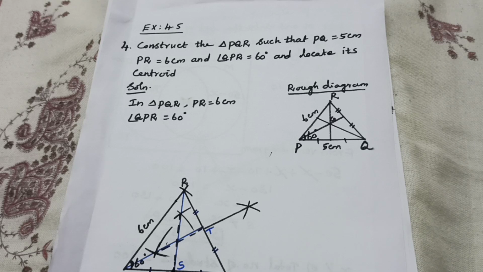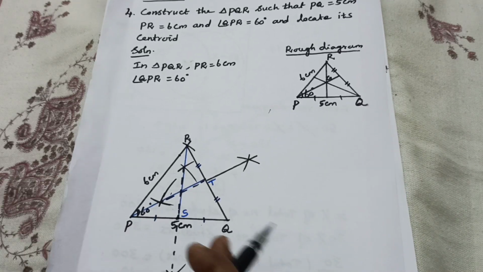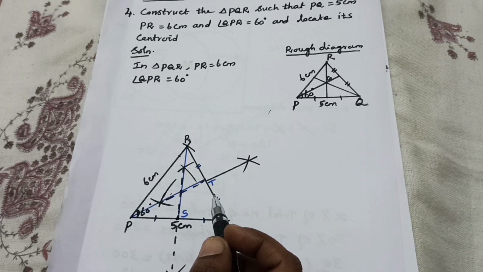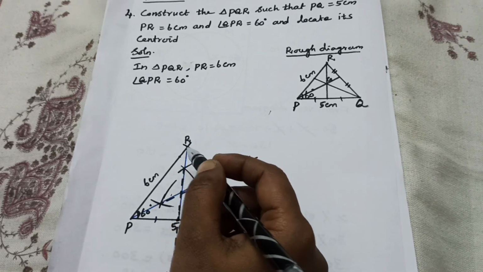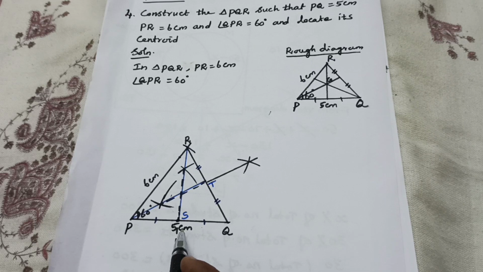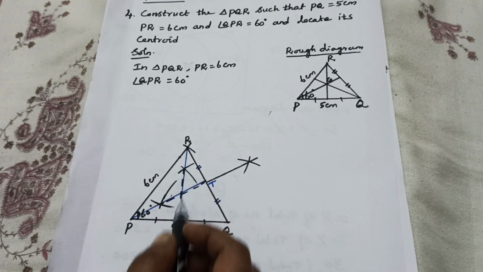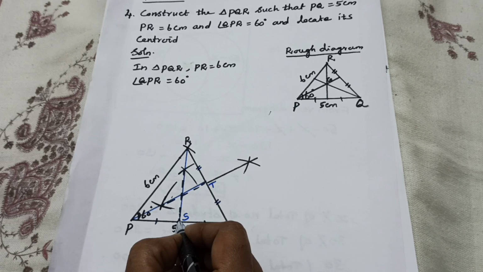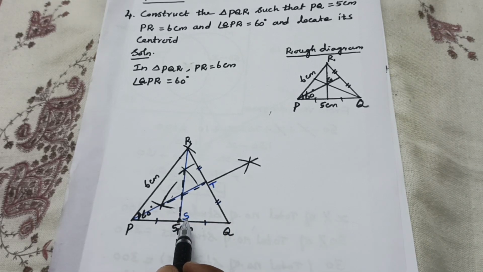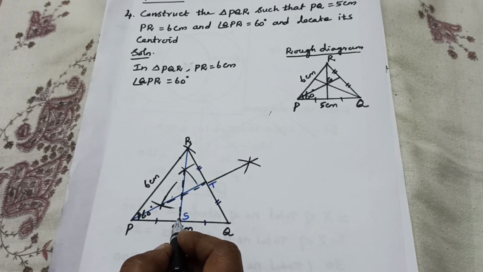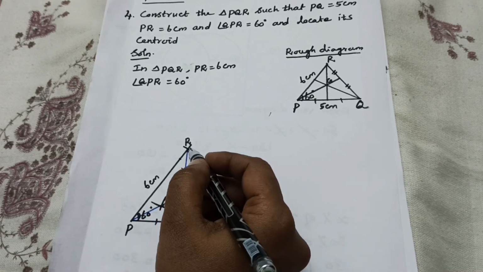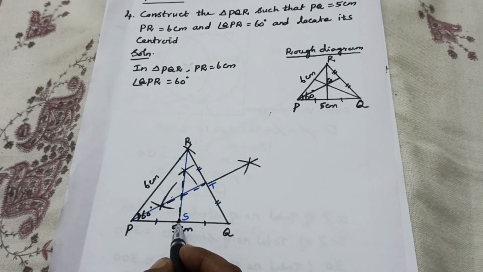Then what is meant by median? A median of a triangle is a line segment joining the vertex to the midpoint of the opposite side. Okay. First we have to draw the perpendicular bisector. Then it divides equally. Then this is the midpoint, isn't it? Yes, this is the midpoint I took. Okay. Then from the opposite side vertex to this midpoint is called what? This is the median.